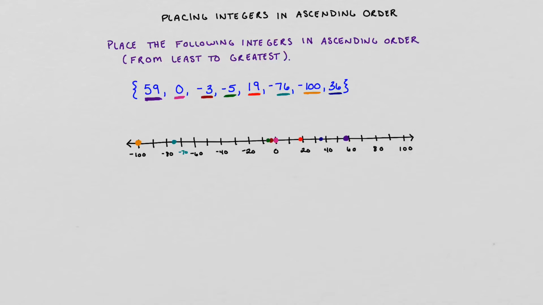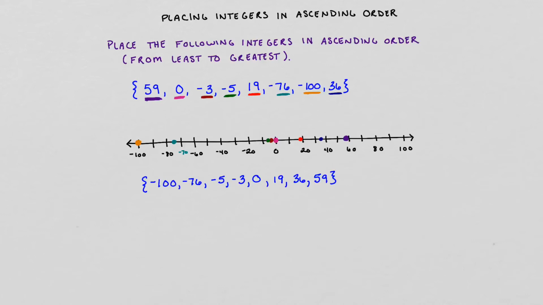Now we can list our numbers out in that ascending order. It'll start off with negative 100, then negative 76, then going to our green coordinate point, we have negative 5, then to our darker red or maroonish color, negative 3, followed by 0, 19, 36, and then 59. So here is our same set as was provided above, but this time we have it in that ascending order.